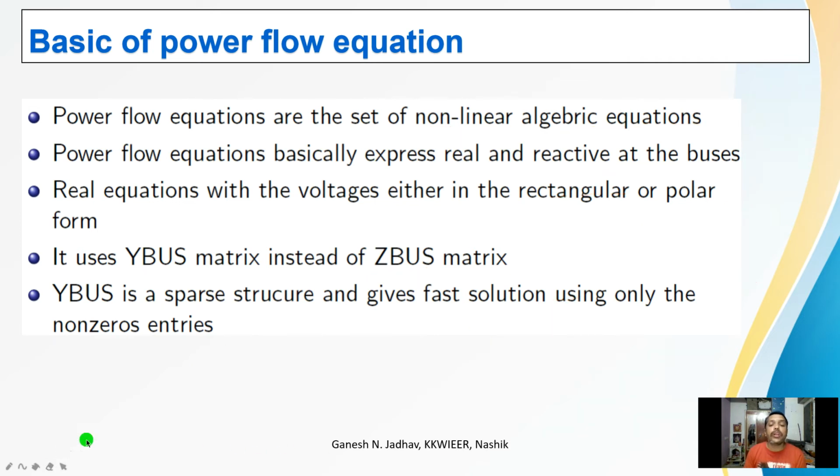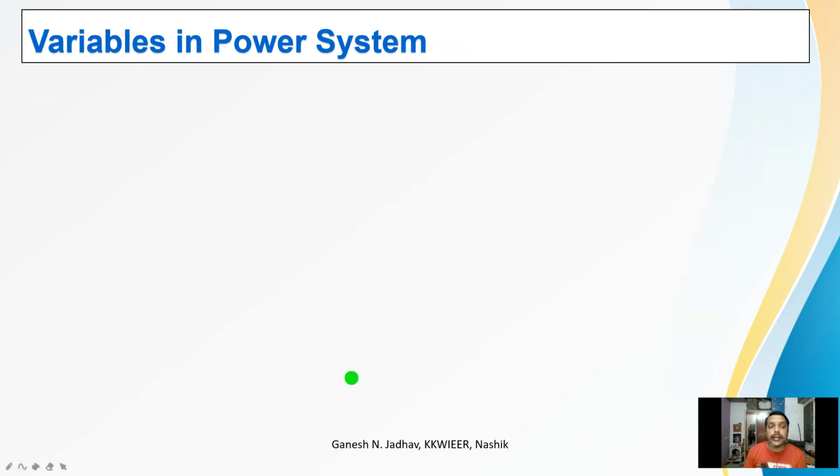We will discuss in detail the load flow analysis. So let's begin with the methods of load flow analysis. Begin with the variables in the power systems. There are four variables in the power system: active power, reactive power, magnitude of voltage, and angle delta.